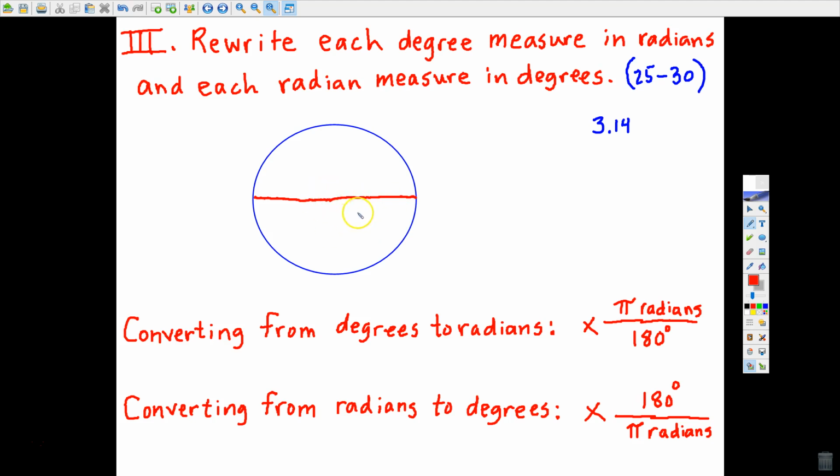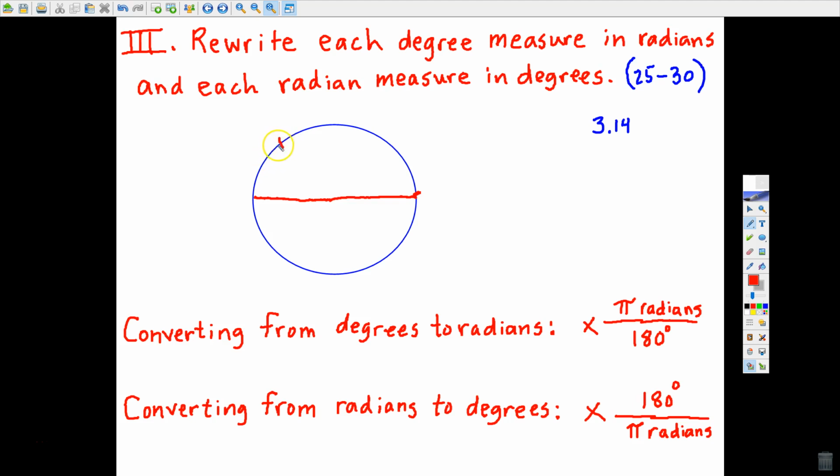If we take this piece of string, I'm going to pick it up and set it down. I'm going to stretch it out along the outside of this circle. If we were doing this in real life, this is how it would look. Let's say I laid the piece of string down and started it here. I pick it up and lay it down on the outside of the circle, and it would extend probably to about right there.